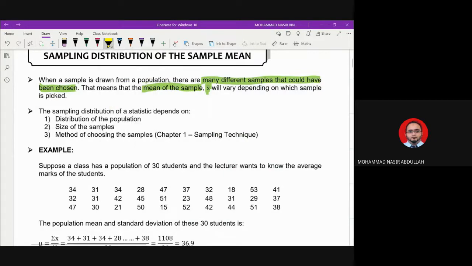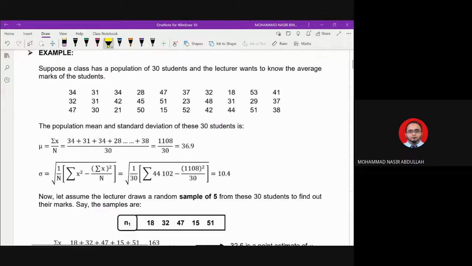So I just read here. Later we will look at an example. So the sampling distribution of a statistic depends on the distribution of the population, the size of the sample, and the method of choosing the sample. So this is based on the sampling method that we have learned previously in chapter number 1, right? Either random sampling method or non-random sampling method. Let's look at the example.